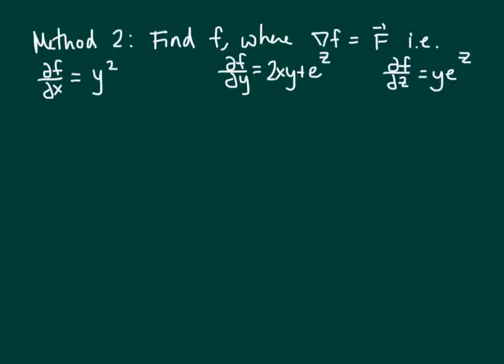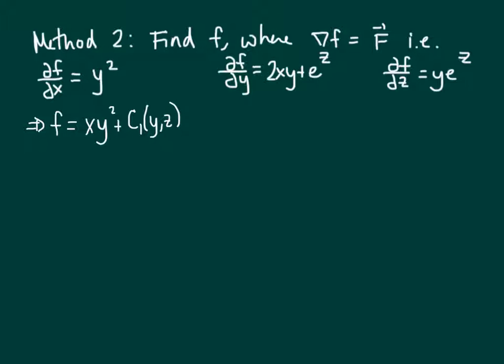Okay, so in this method, I'm going to line up our three equations all horizontally like this, and we're going to start with the first one on the left, similar to what we did in the first method, where we're just going to solve this by integrating both sides with respect to x, thinking of y and z as constants. So we're getting xy squared plus c1 of y and z, because I'm thinking of y and z as constants.